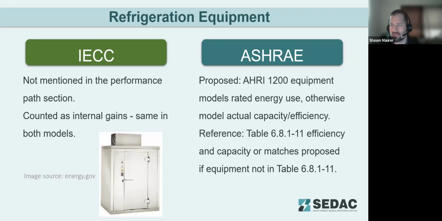Looking at refrigeration equipment, this is a pretty significant difference. The IECC treats refrigeration equipment as an internal gain in facilities. It doesn't have specific requirements for refrigeration equipment spelled out in the reference design versus proposed design tables, where Ashrae does. Your proposed model, if you're using AHRI 1200 equipment, then you use that in your proposed model, where your reference design is going to be different in that it's using the table 6.8.1-11 efficiencies and capacities.